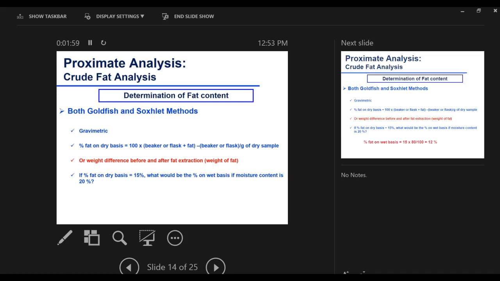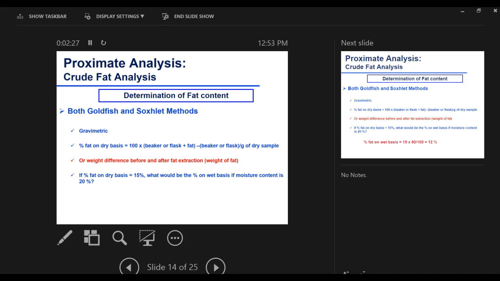And if let's say we have cheese and we dried the cheese before soxhlet, then we're going to obtain the fat content on dry basis. We can get the fat content by two ways. One way is weighing the flask where we have the solvent before adding solvent in it, and then weighing it after the fat is collected and the solvent is evaporated. Then we get the weight of the fat.